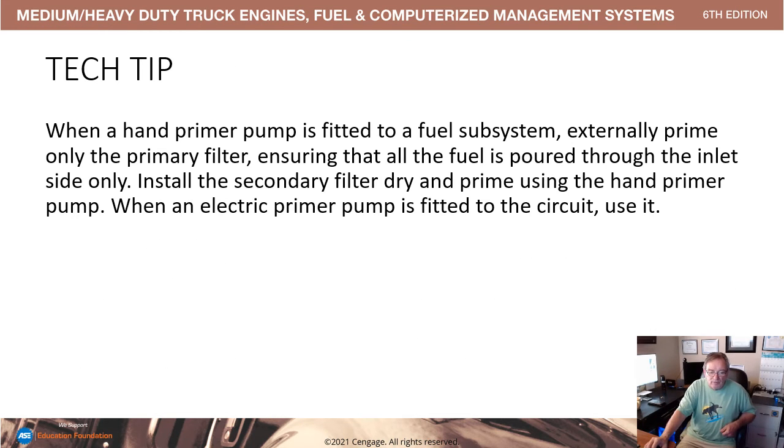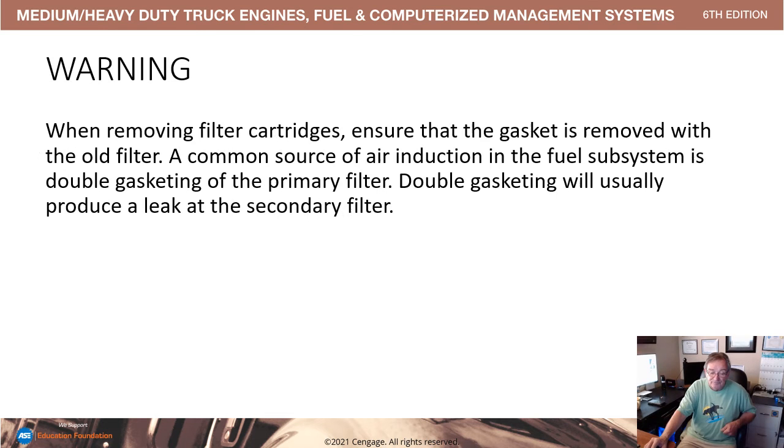When a hand primer pump is fitted into the fuel subsystem, externally prime only the primary pump, ensuring that the fuel is poured into the inlet side only. Install the secondary fuel filter dry and prime using the hand primer pump, and when an electric primer pump is fitted into the circuit, you're going to utilize that.